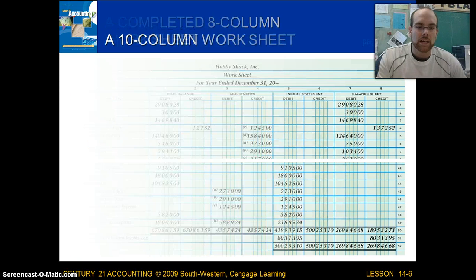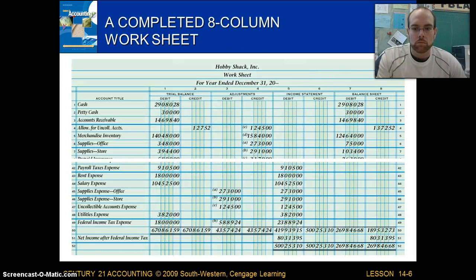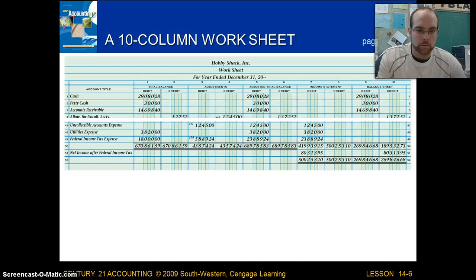And then a completed 8-column worksheet looks something like this, where we've got the trial balance, adjustments, income statement, and balance sheet all located on there. Now a 10-column worksheet, if you take a look, has the trial balance, adjustments, and then the adjusted trial balance, and then moving into our income statement and balance sheet.